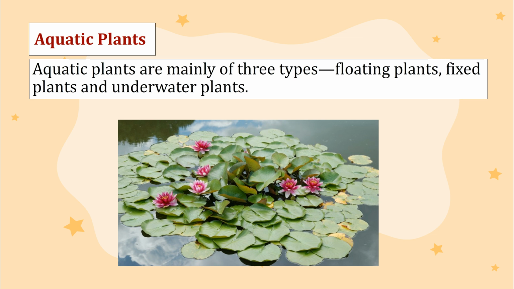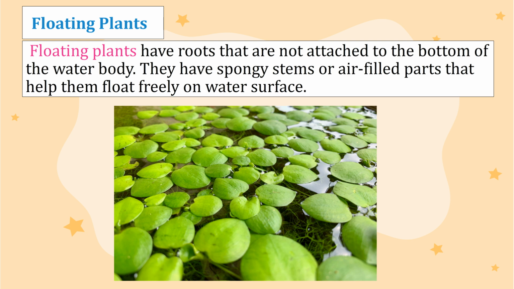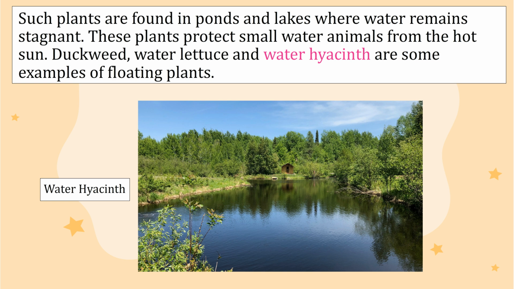Aquatic plants. Aquatic plants are mainly of three types: floating plants, fixed plants and underwater plants. Floating plants. Floating plants have roots that are not attached to the bottom of the water body. They have spongy stems or air-filled parts that help them float freely on water surface. Such plants are found in ponds and lakes where water remains stagnant. These plants protect small water animals from the hot sun.